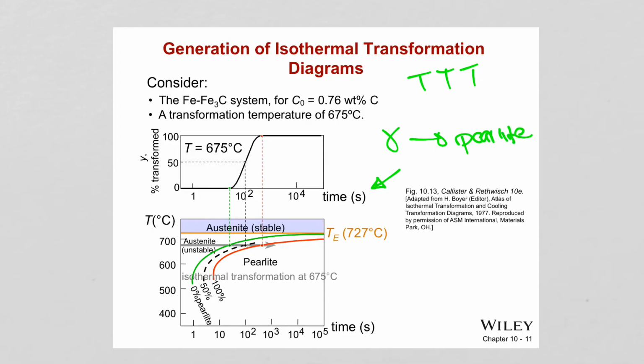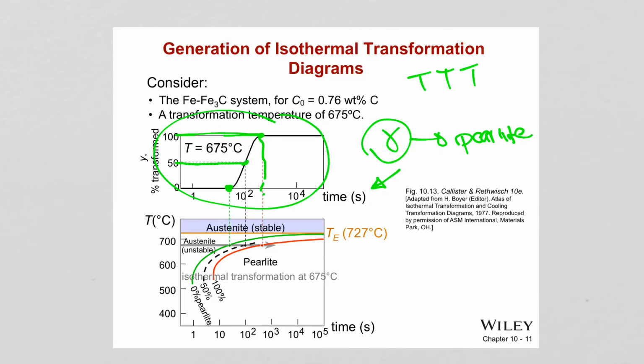Alright, so for each temperature we collect this data. We just learned this, right? And this experiment is, as I said, repeated for different temperatures. So this point tells you that there is 0% austenite that is transformed to pearlite. This transformation has not happened. This point tells you that 50% of the austenite is transformed to pearlite. And this point tells you that 100% of the austenite is transformed into pearlite.